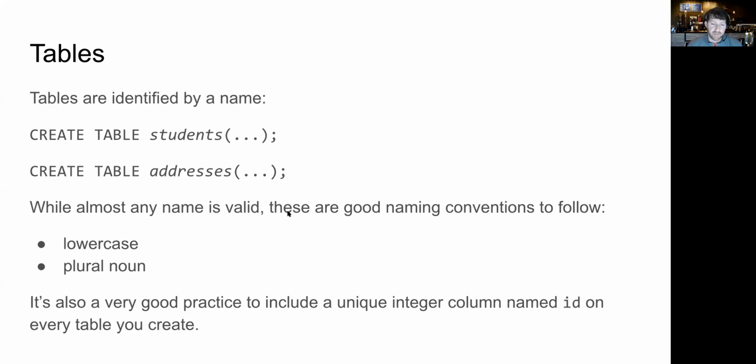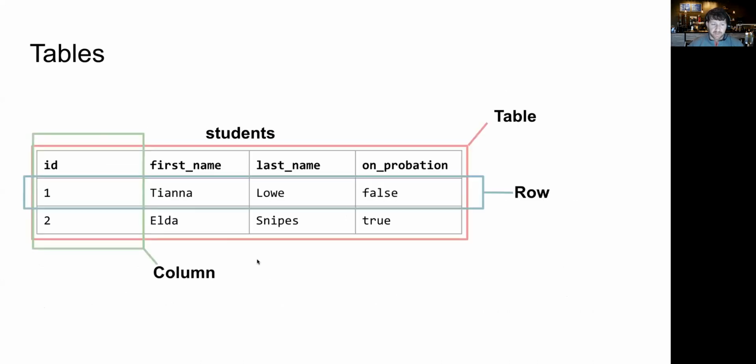Well, almost any name is valid, but these are good naming conventions to follow. Generally speaking, all table names should be lowercase and a plural noun. It's also very good practice to include a unique integer column named ID on every table you create. If you look over here, the students table stores multiple students, that's why it's plural. Also, it has a unique column called ID, which has unique IDs for each data entry in the students table. So it'd be 1, 2, 3, 4, 5, and you should never have multiple IDs of 1 or 2.